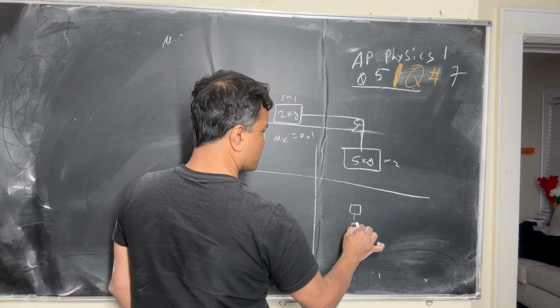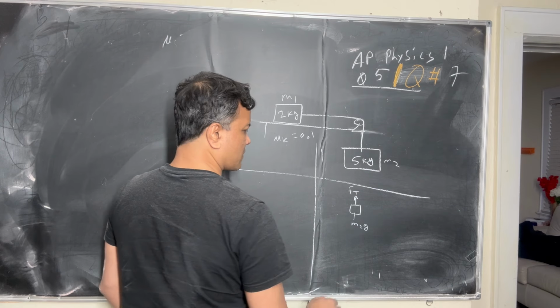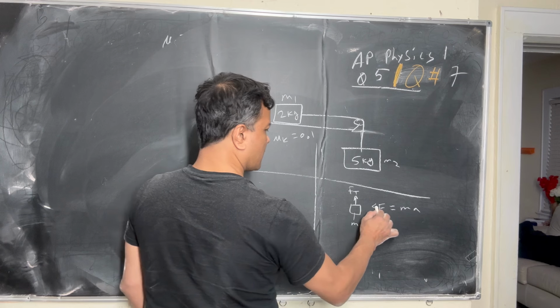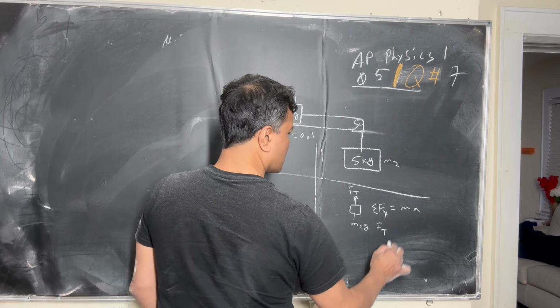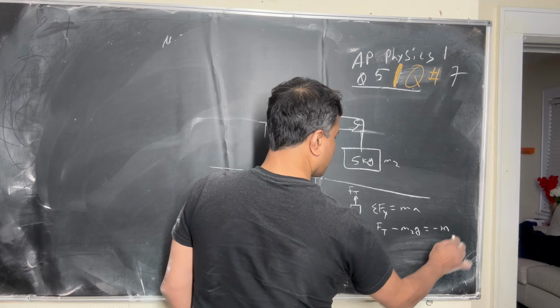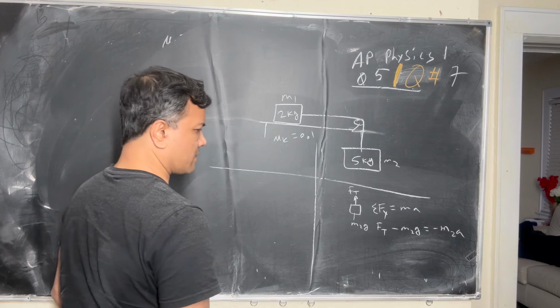So this is M2g, this is Ft. So we're going to say F equal to Ma. We're going to say y direction. So Ft minus M2g is equal to minus M2a. Okay, good.